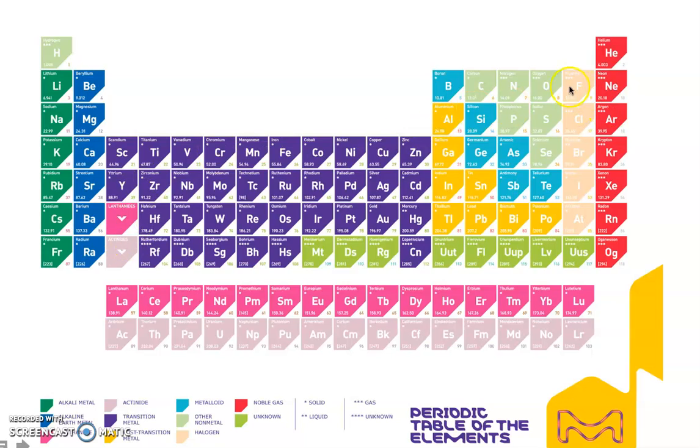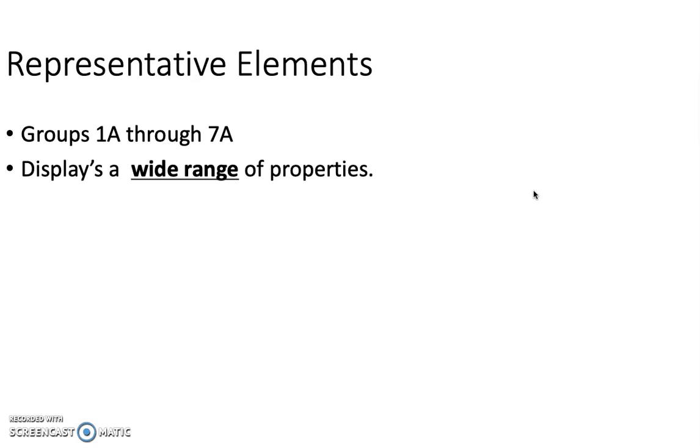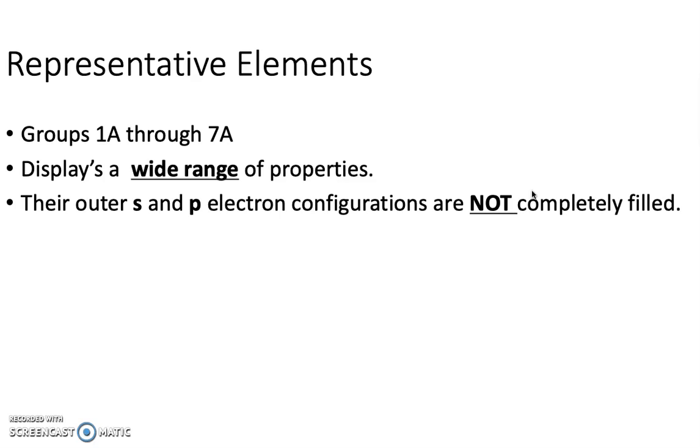Okay, so we have many different sections of the periodic table. We already spoke about your metals, your nonmetals, and the staircase, the metalloids. Now, there's a group of elements called the representative elements. If you look on the periodic table, they are noted as group 1A through 7A. These elements display a wide range of properties, and that is because their outer S and P electron configurations are not completely filled.